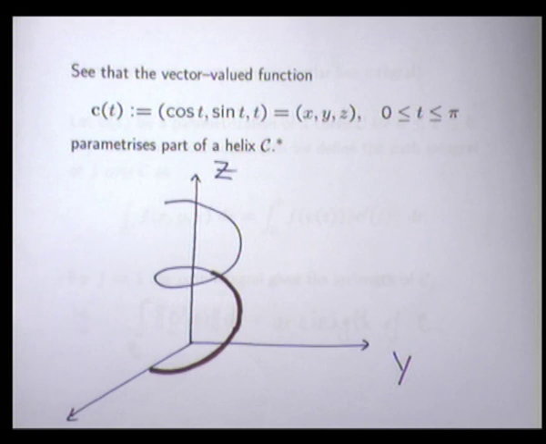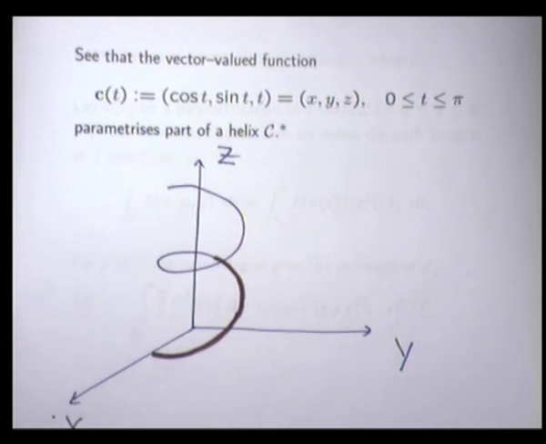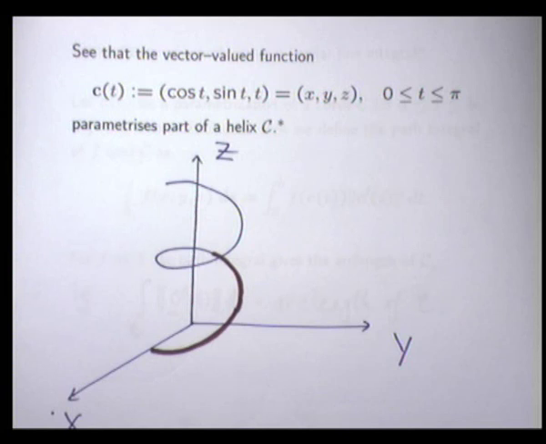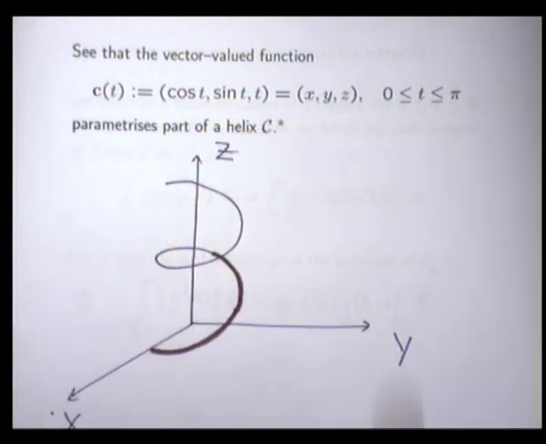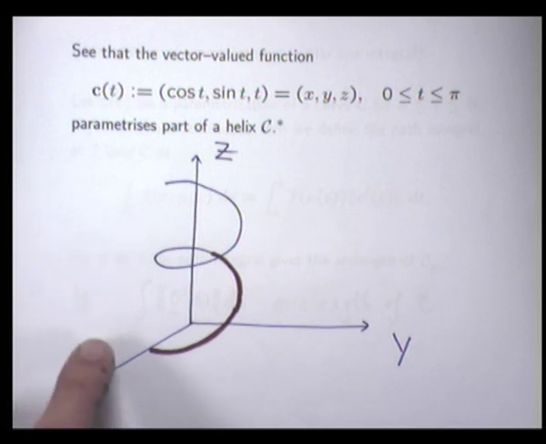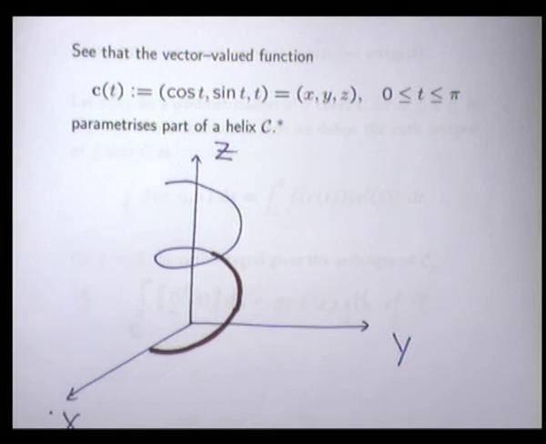All right, here's another example. Here we have a helix. And if I define the vector function C of t by cos t, sine t, t for t between 0 and pi, well, the image of the vector function C of t traces out this bottom part of the helix. Okay? Can anyone think of another parameterization for that red curve, that part of the helix?